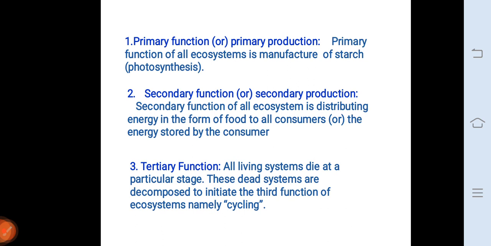So there are 5 types of forest. Depending on the climate condition, forest can be classified into 5 types: tropical rainforest, tropical deciduous forest, tropical scrub forest, temperate rainforest, and temperate deciduous forest. Depending on the vegetation, forest can be classified into 3 types: evergreen forest, deciduous forest, and coniferous forest.